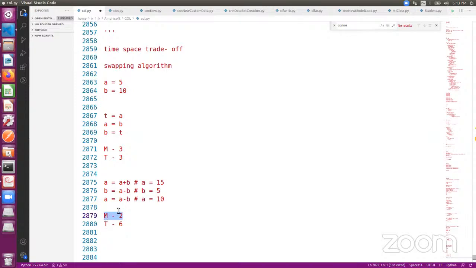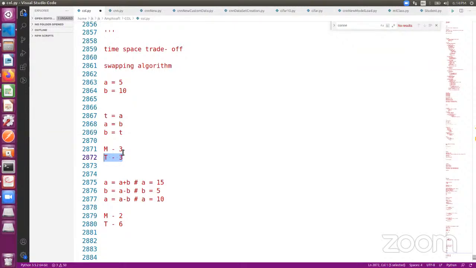Okay. So we can also look at it from another angle. Here the time is 6, whereas here the time is only 3. Just by increasing a single memory, we are able to reduce the time by half. So this is better.